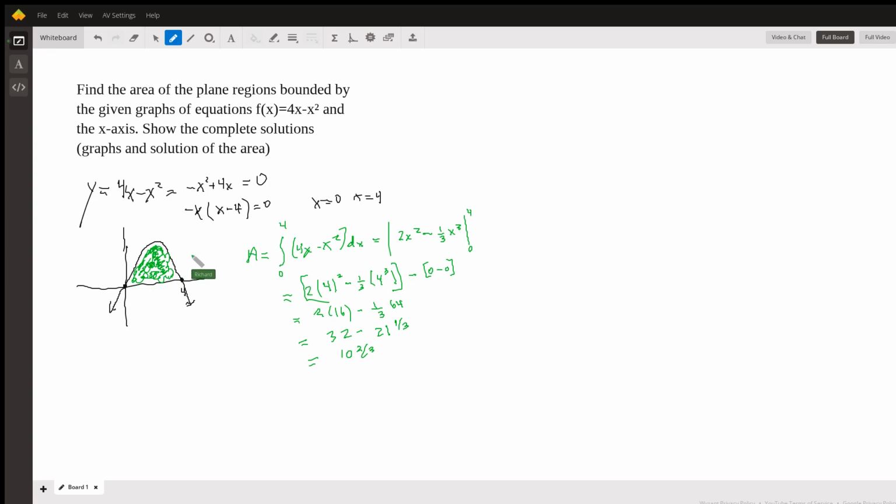They're not giving us units, so area is always going to be units squared. We don't know what the units are, but it doesn't really matter in this problem. And that's it. We've solved it. So a very nice, easy one.